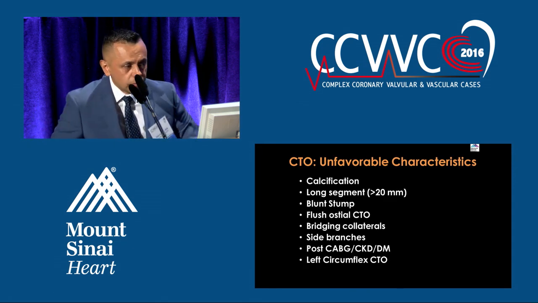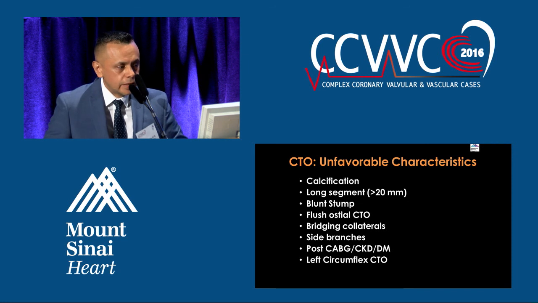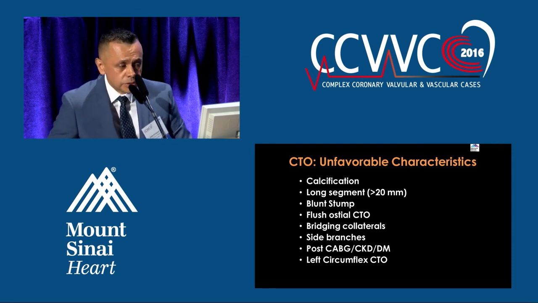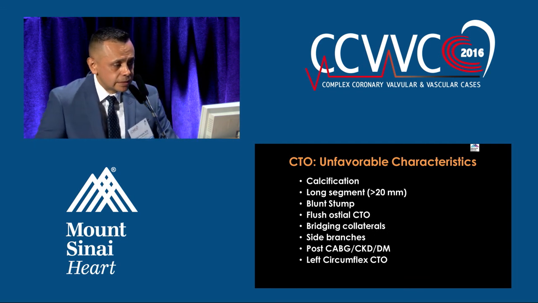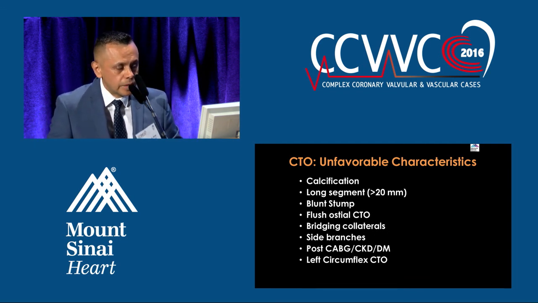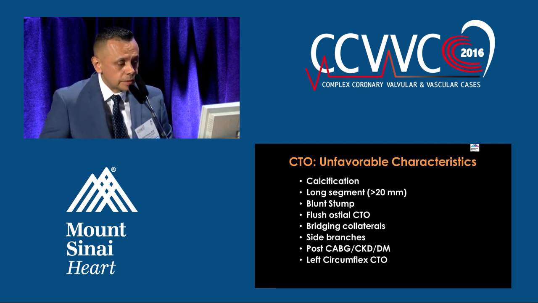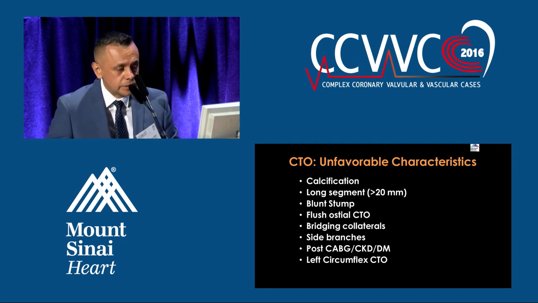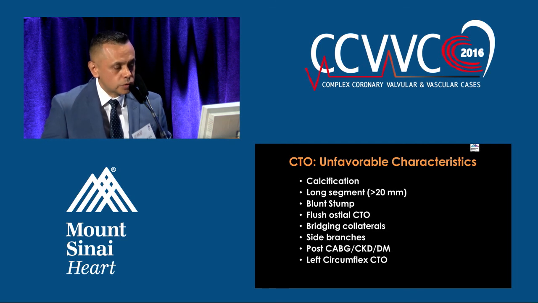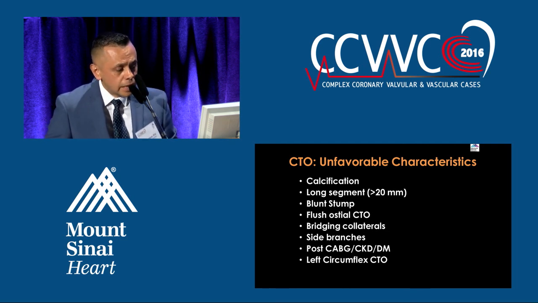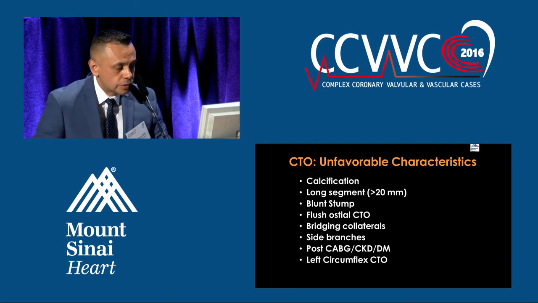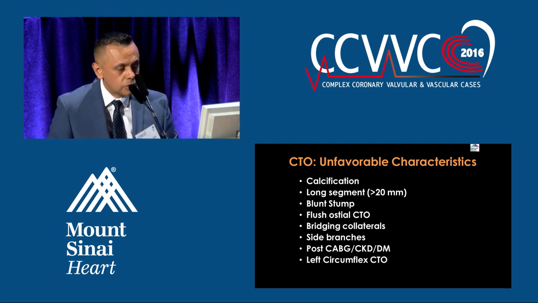What are the unfavorable characteristics? Calcified, long segments, more than 20 millimeters, blunt stump, ostial CTOs, bridging collaterals, side branches, post bypass cases, and patients with diabetes. You know that these patients have a diffuse disease because they've been there for a long time, sometimes years. And the left circumflex is usually the toughest because of the takeoff and angles.